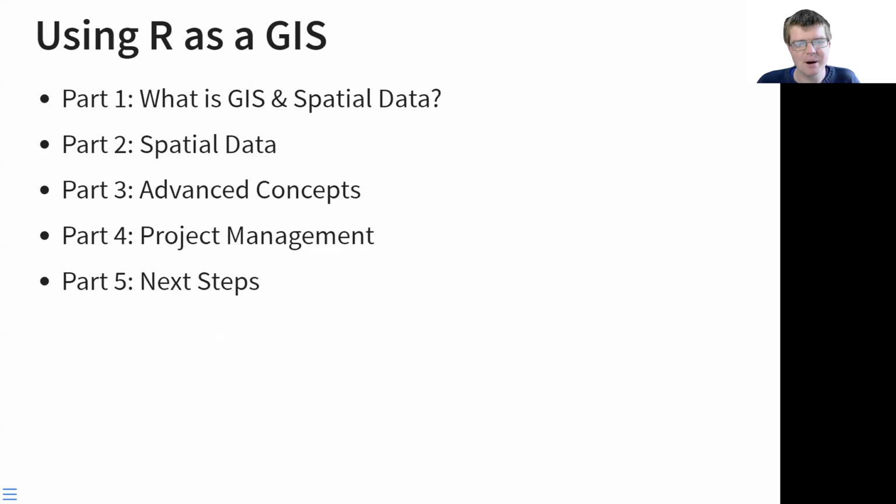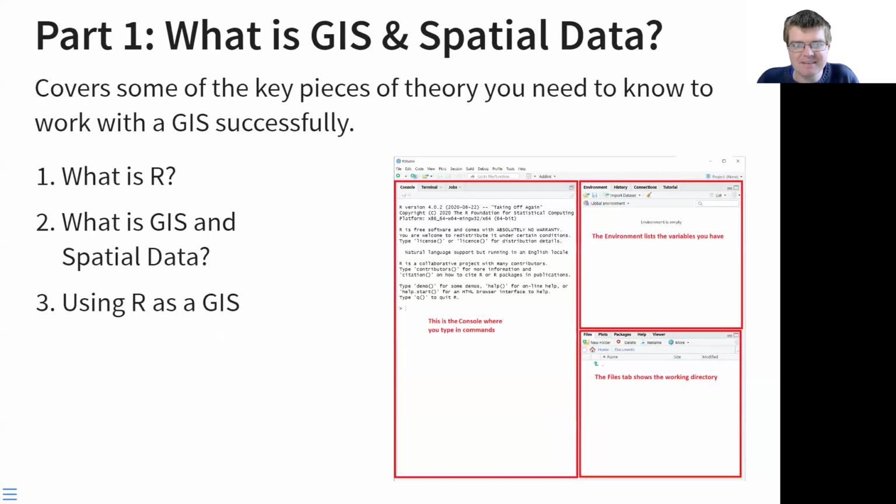So we start off with part 1, looking at the basics of GIS and spatial data. So we talk a bit about what R is and how it works as a piece of software and how it works with RStudio. We talk a little bit about how we think about spatial data and what GIS is, how we store spatial data in terms of spatial data file formats and data types, and also mention a little bit about scale.